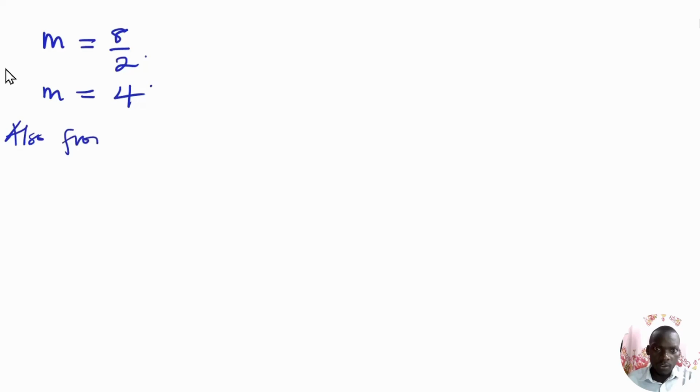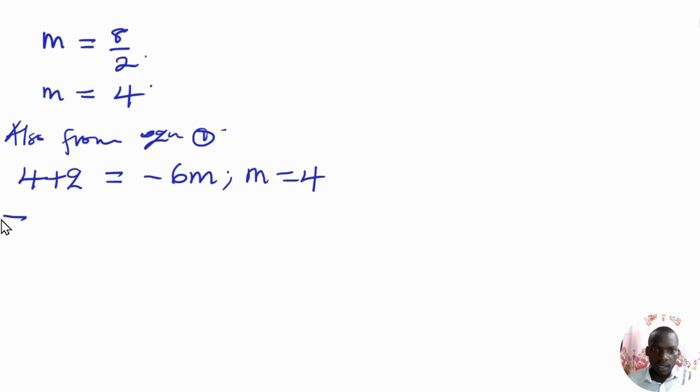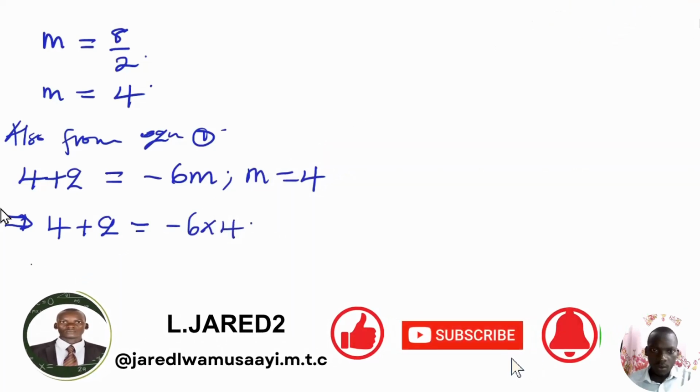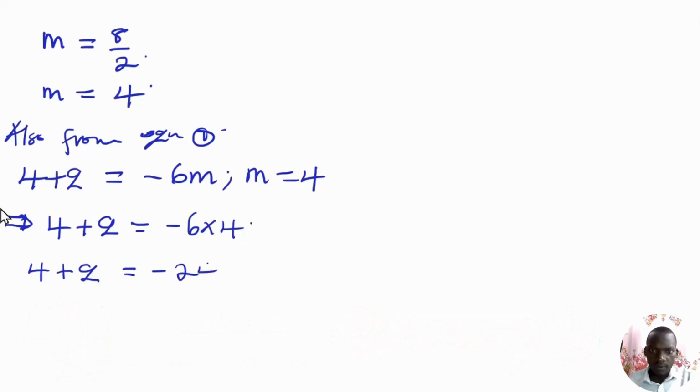Also, from equation 1, whereby we have 4 plus q equals negative 6m, and we have got m equals 4. So by substitution, 4 plus the q that we are still looking for equals negative 6 multiplied by our m, which is 4. So 4 plus q equals negative 24.